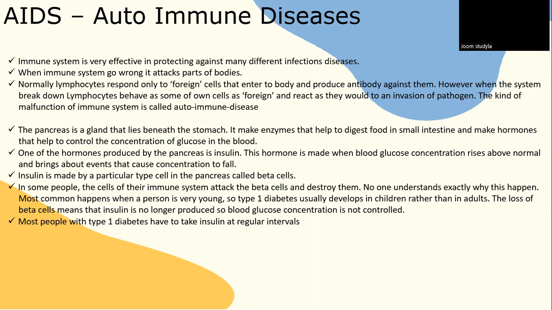Insulin is made by a particular type of cell in the pancreas called beta cells. In some people, cells of the immune system attack the beta cells and destroy them. No one understands exactly why this happens. It most commonly happens when a person is very young, so type 1 diabetes usually develops in children rather than in adults. The loss of beta cells means that insulin is no longer produced, so blood glucose concentration is not controlled. Most people with type 1 diabetes have to take insulin at regular intervals.